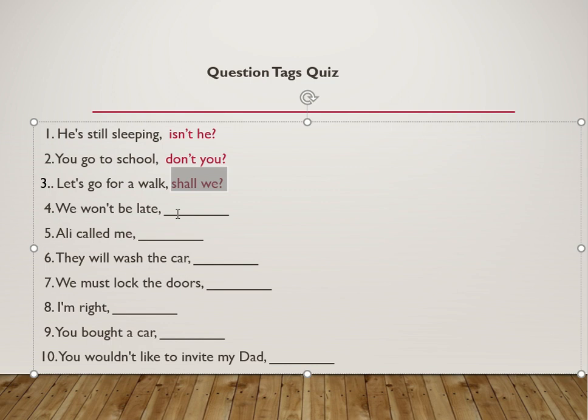Now let's move to the next one. We won't be late. What do we have to add here? It is a negative sentence. We have to put will. Okay, then we. Will we? And let's move to the next one.